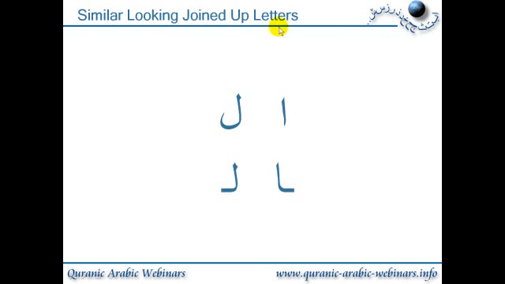Similar looking joined up letters. So we're going to take these two letters, which is alif and lam. So when they're not joined up, this is alif and this is lam. Let's look at the joined up alif. Notice that it joins here to the previous letter. However, alif can never join to the next letter. And this is different to the letter lam because lam can join to the next letter.